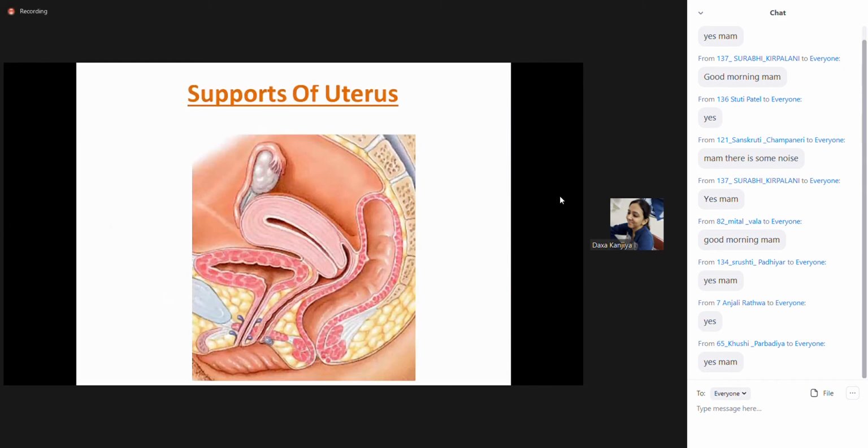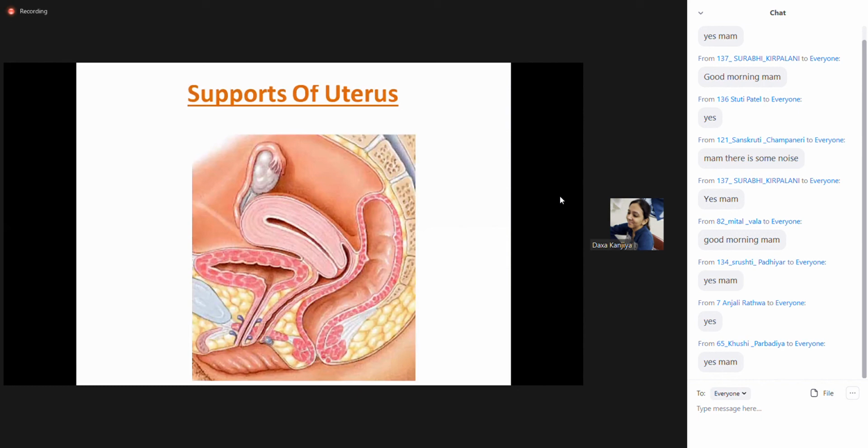So that's all about the ligaments of the uterus, which can also be asked as a short note, in which you have to describe the true ligaments and the false ligaments. Now, what are the supports of the uterus? Supports of the uterus can be asked as a short note. Why is there a need of support for the uterus, and which are the various supports which maintain the anteversion and anteflexion position of the uterus?